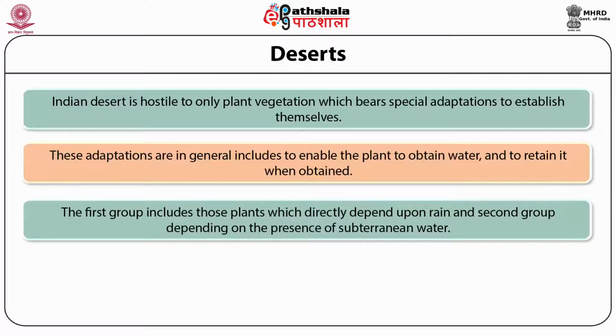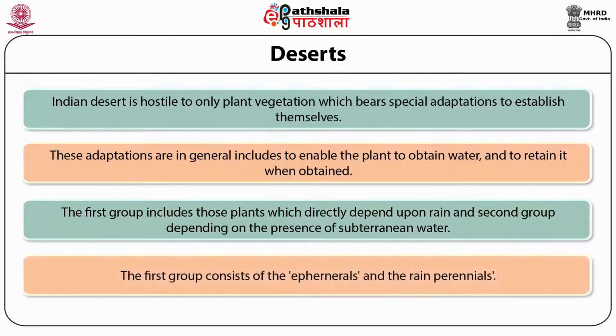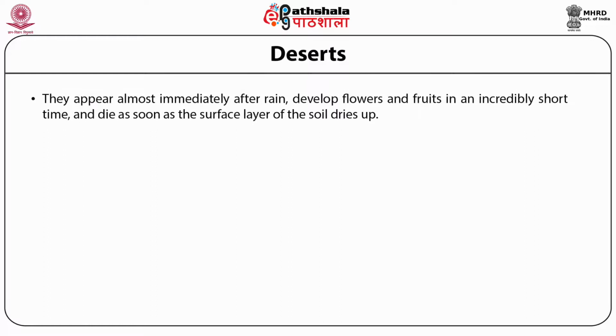The first group includes those plants which directly depend upon rain, and the second group depends on the presence of subterranean water. The first group consists of ephemerals and the rain perennials. The ephemerals are delicate annuals free from any xerophilous adaptation. They appear almost immediately after rain, develop flowers and fruits in an incredibly short time, and die as soon as the surface layer of soil dries up.